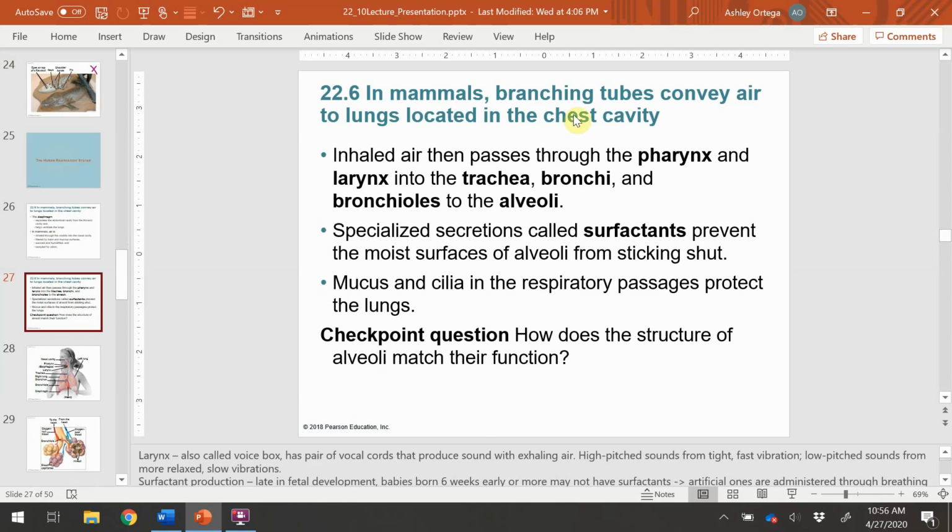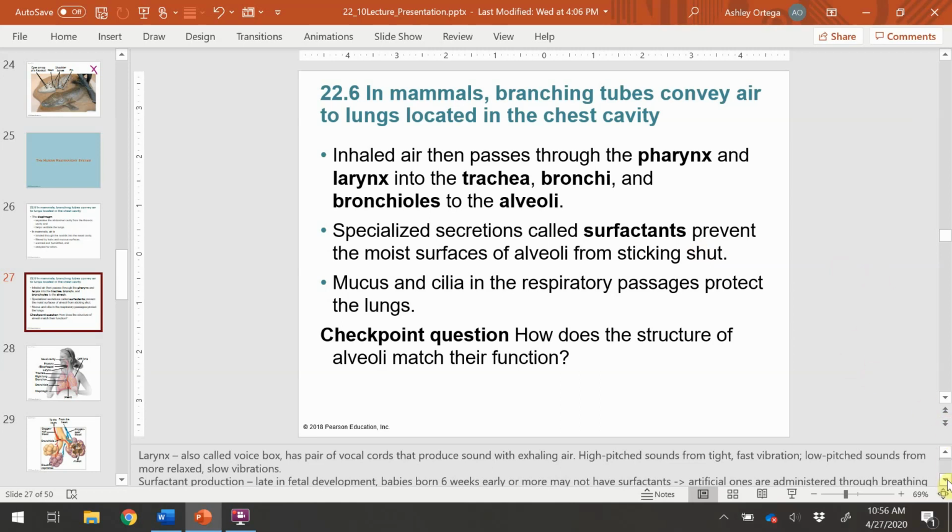Other things that we'll want to look at are the larynx. The larynx is also commonly called the voice box. It has a pair of vocal cords that will produce sound with exhaling air. So high-pitched sounds are made from tight, fast vibrations of these vocal cords. Low-pitched sounds are from more relaxed, slow vibrations.